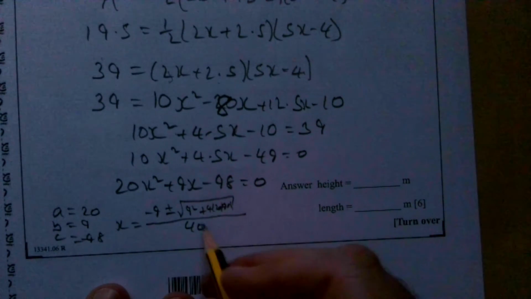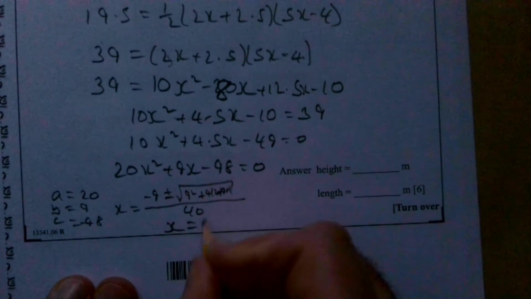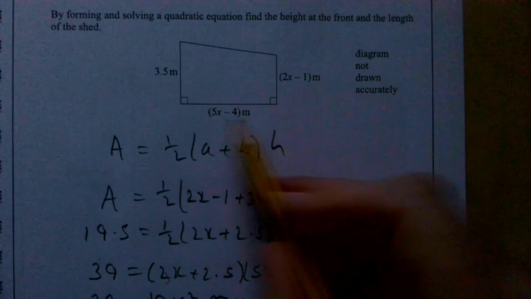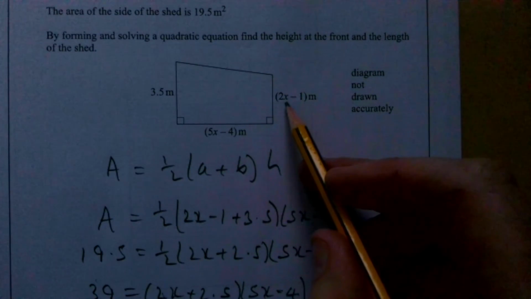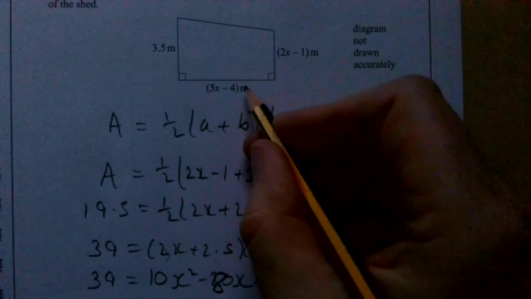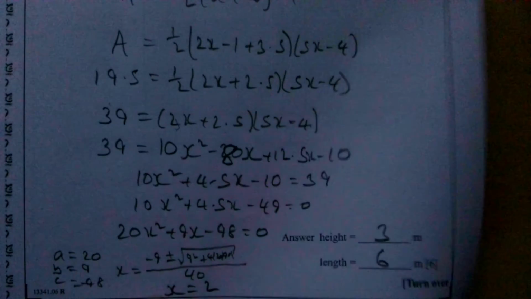One of them is negative, one of them is positive, but the answer then for x is going to be 2. If x is 2, then the height is going to be, so 2x, 2 times 2 is 4, take away 1, so that'll be 3, and then subbing into the 5x minus 4, the length is going to be 6. I got there eventually.